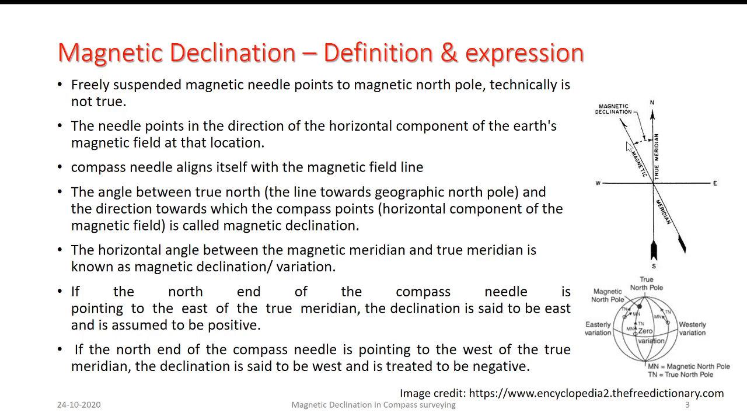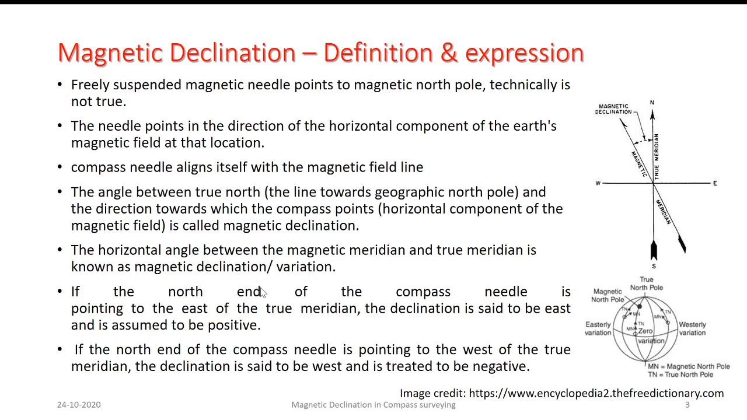Here, for a given instant, if we consider the magnetic north direction and true north direction, the angle subtended by the magnetic north direction with respect to the true north direction is called magnetic declination. In simple words, it is nothing but the horizontal angle between the magnetic meridian and the true meridian.